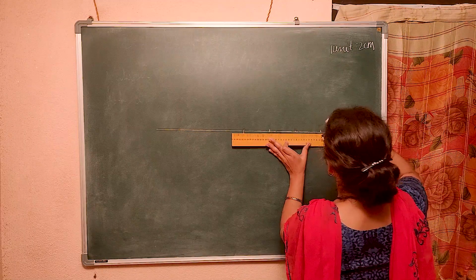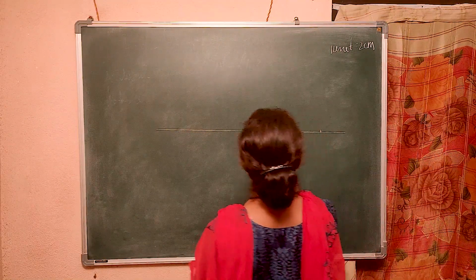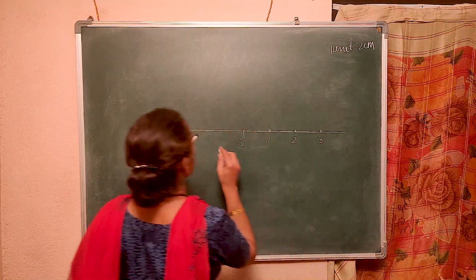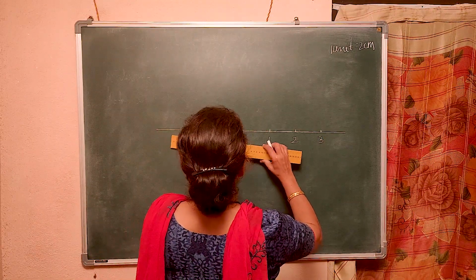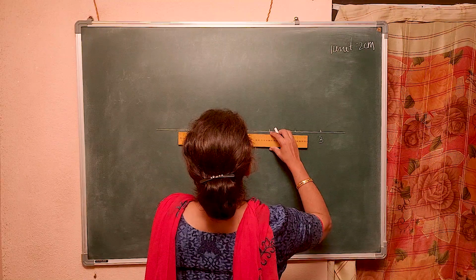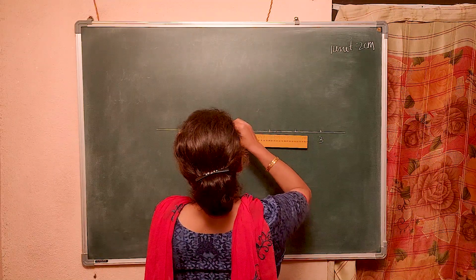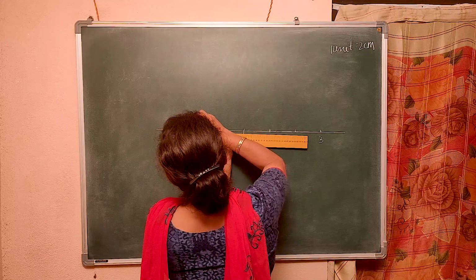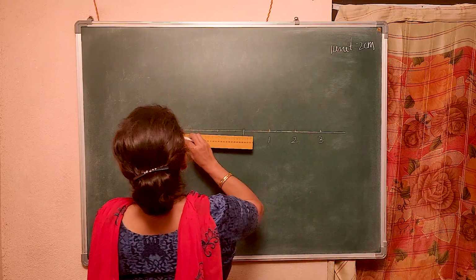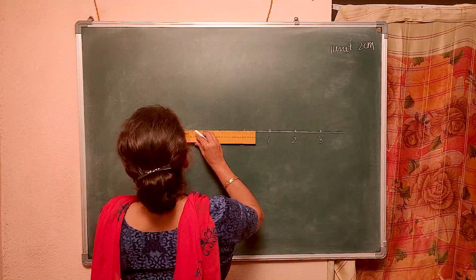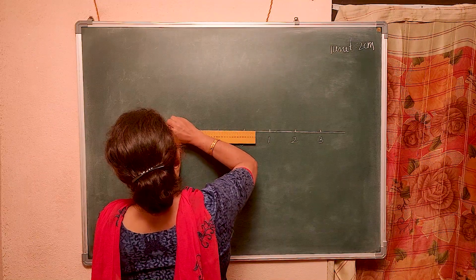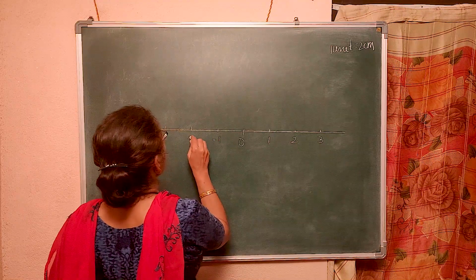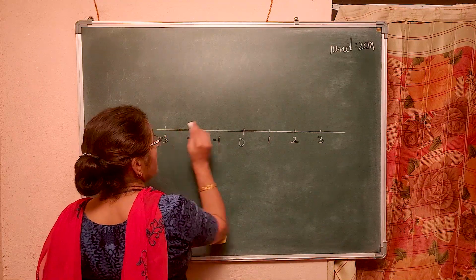So, it is not centimeters, it is units. 1 unit, 2 units, 3 units. Here also, minus 1, minus 2, minus 3. Okay? This is minus 1, minus 2, minus 3.